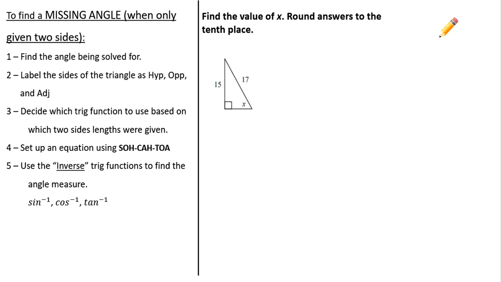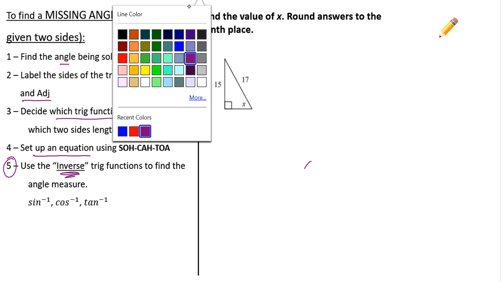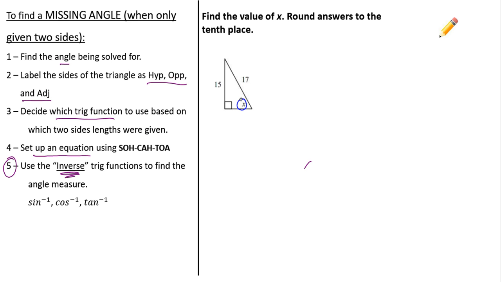Okay, so finding angles in a triangle. The ones before, finding sides, it was the same idea. You had to figure out what angle to use, label the sides, decide which trig function, set up an equation, and then solve. The only difference is this time, instead of solving, you've just got to use your trig functions. For example, here's the angle that I'm trying to find, x right here. Okay, located that angle. I'm going to label my sides. This is the hypotenuse. This is the opposite, and this would be the adjacent.